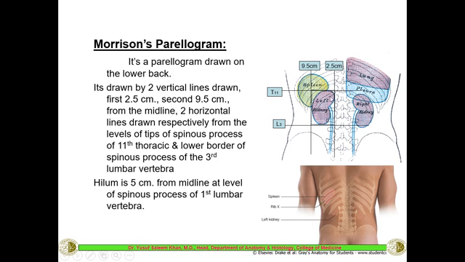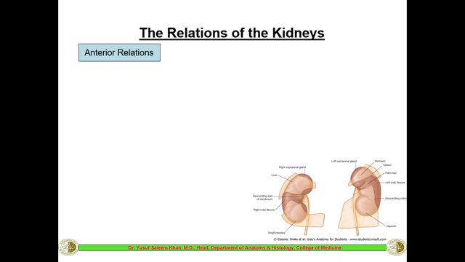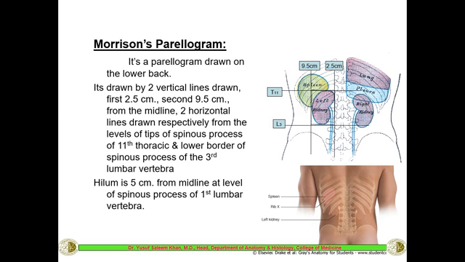So these are two horizontal lines, and initially we drew the two vertical lines. These four lines make a parallelogram. This is called the Morrison's parallelogram. It is very important, because if you want to trace the kidney and if you want to operate on the kidney, this is the parallelogram where you can do so. Within it will be the kidneys, both on the right side as well as on the left side.